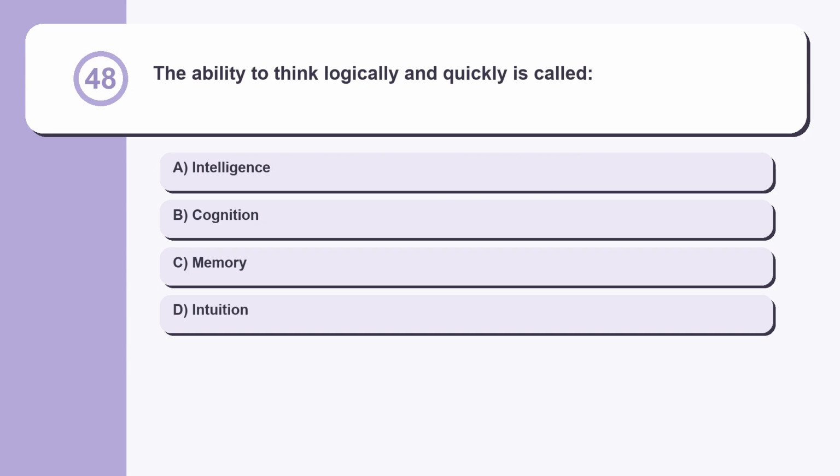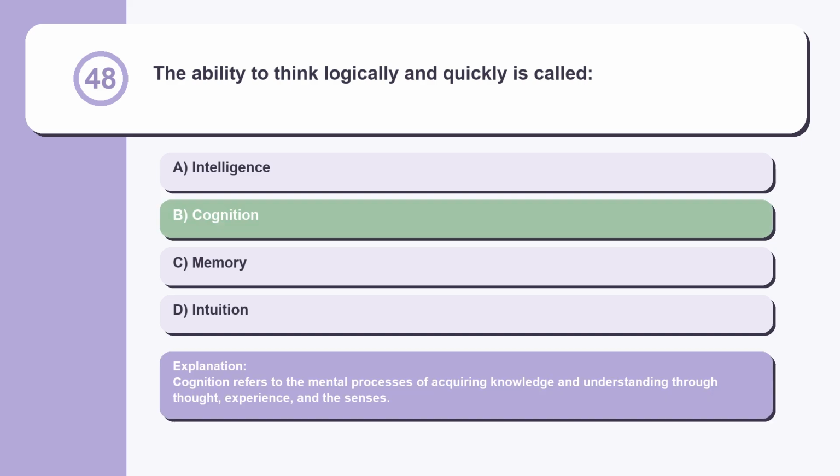Question 48. The ability to think logically and quickly is called intelligence, cognition, memory, intuition. Cognition refers to the mental processes of acquiring knowledge and understanding through thought, experience, and the senses.